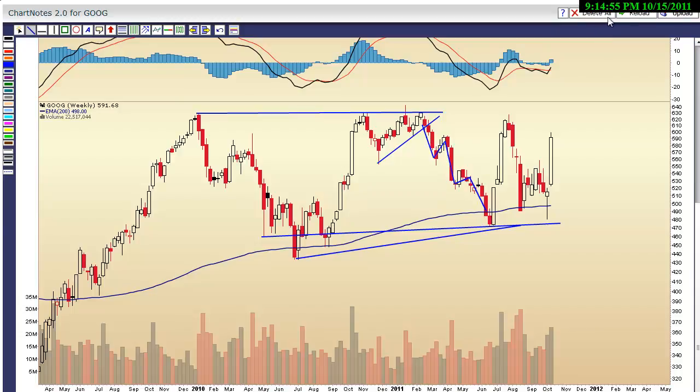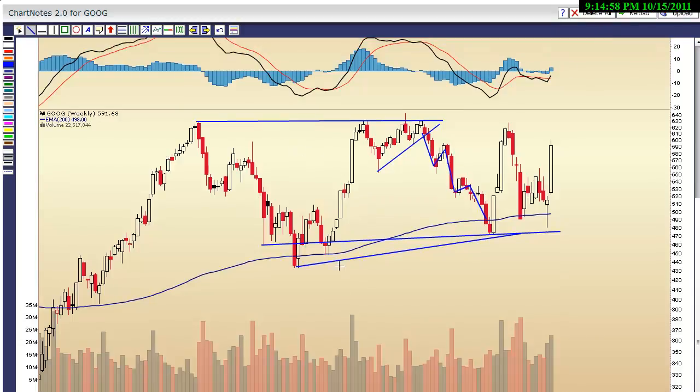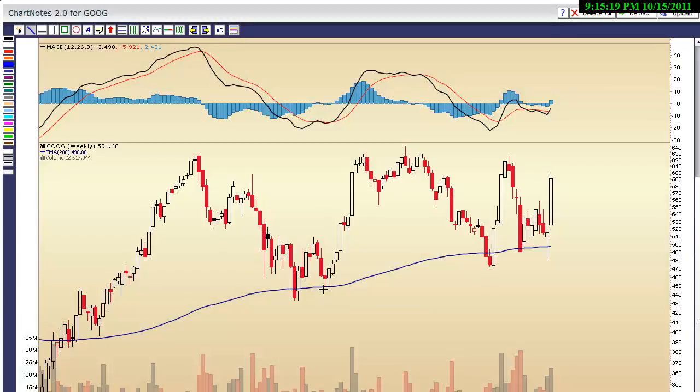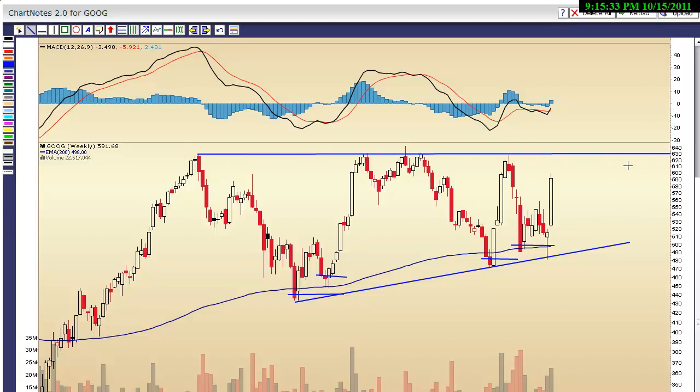So going further into time, this is a weekly chart. There are trades within Google on smaller time frames, like this triangle pattern, but you can see the overall pattern for Google. We have a huge triangle forming with higher lows. Here's a low, here's a higher low, here's a higher low, and now we're seeing a higher low here. And our highs remain around 630.